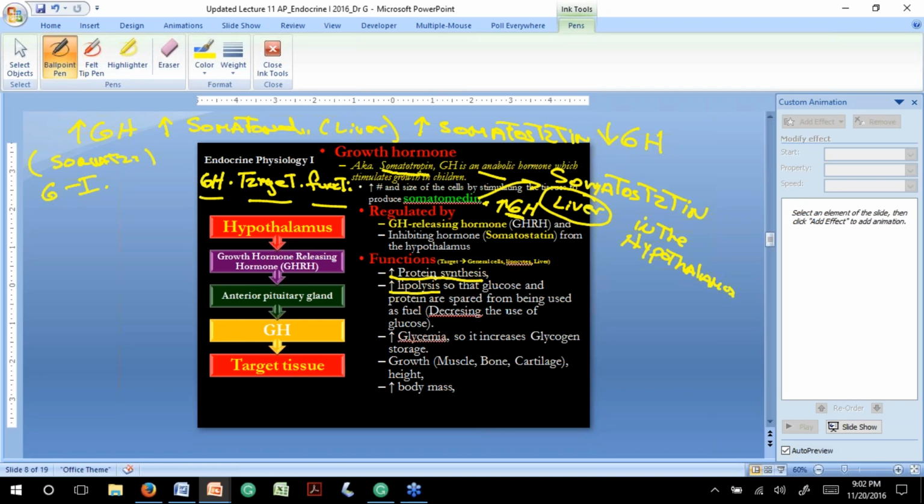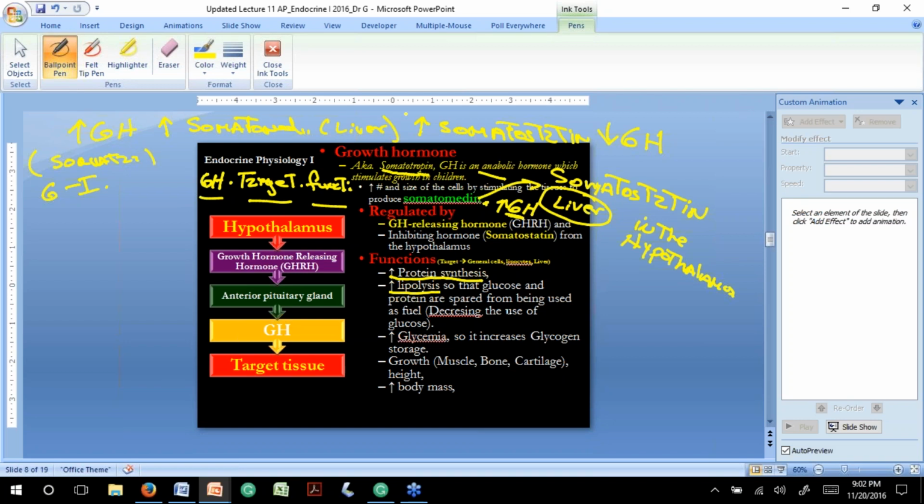And what are we doing? We are going to spare the use of glucose. So what is this growth hormone doing? If you spare the use of glucose, you can have high levels of glucose in blood. So hyperglycemia. Okay, an increase of glycemia in blood. That is going to be the action of the growth hormone.